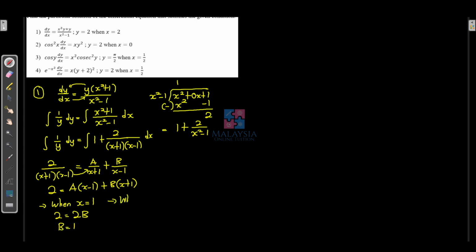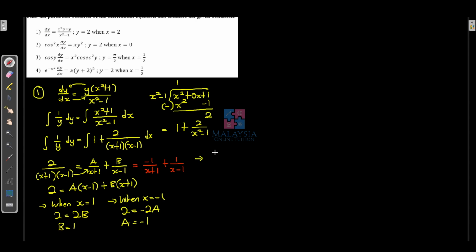Then when x is negative 1, so that we can eliminate b, 2 equals (negative 1 minus 1), that is negative 2, so negative 2a. So our a is negative 1. Finally, the partial fraction is going to be negative 1 over (x plus 1) plus 1 over (x minus 1). So we can continue the integration over here.